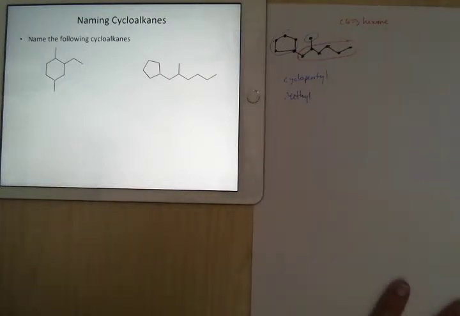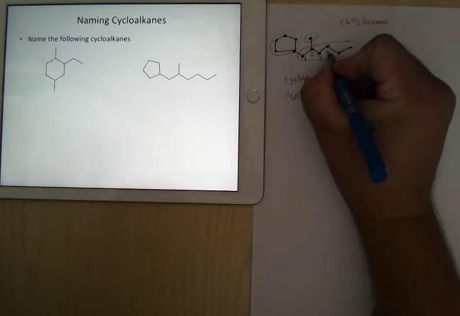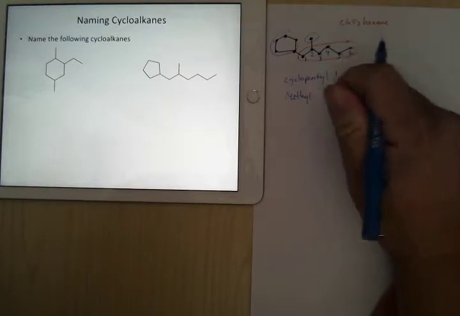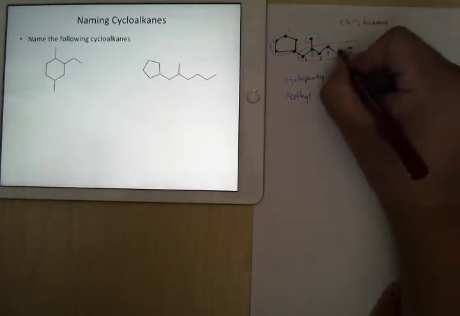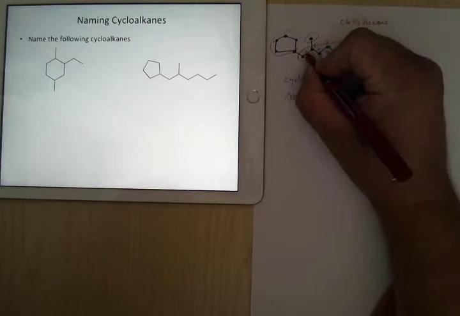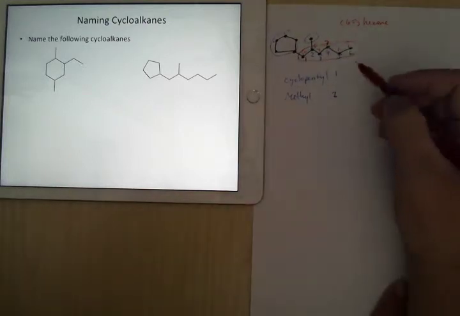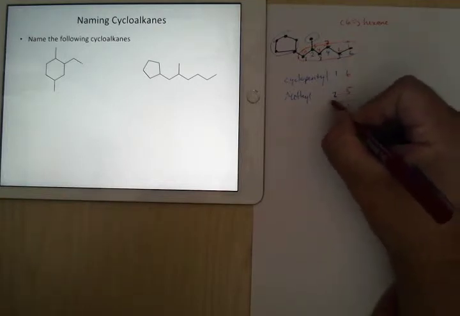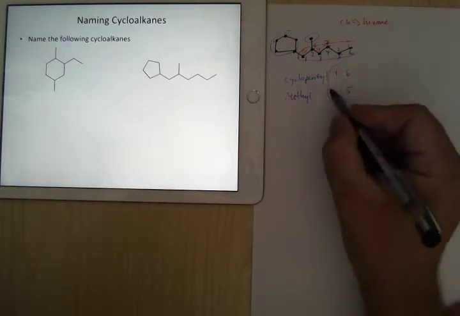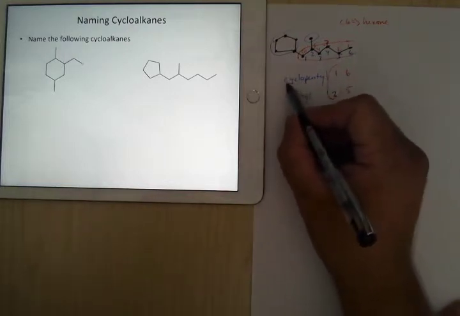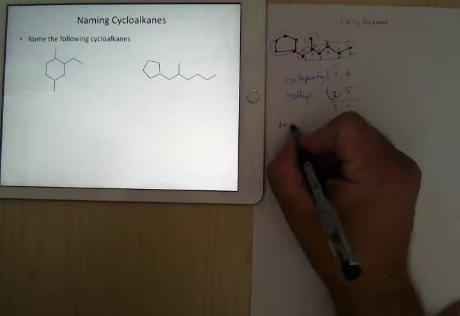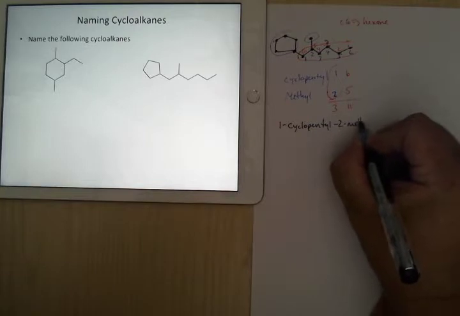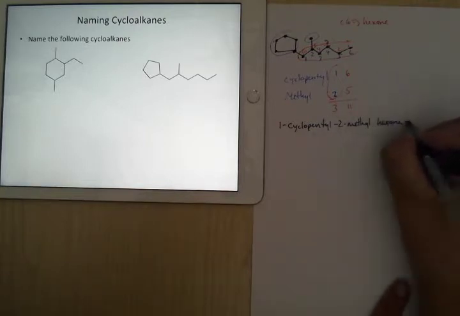Okay, so we need to number from both sides. So 1, 2, 3, 4, 5, 6. So this ends up being 1, 2. If we do it the other way, 1, 2, 3, 4, 5, 6. Remember, for alkanes we need to go both ways. So this becomes 6 and 5. So this is 3 versus 11. So we're going to take those numbers there. Cyclopentyl comes before methyl alphabetically. So it becomes 1 cyclopentyl, 2 methyl hexane. There we go.